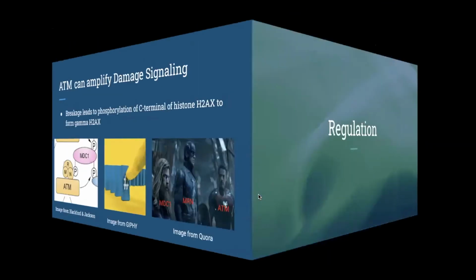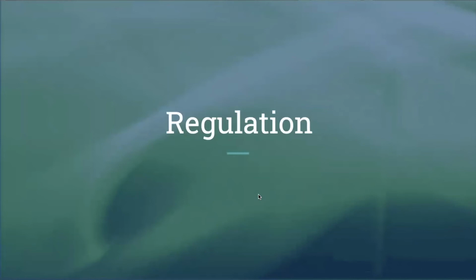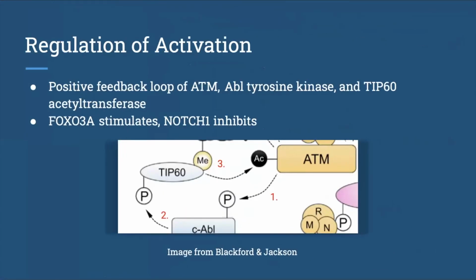As we have seen with the machines we have studied over the semester, we don't want continuous activity. We need to have a way of regulating the machine so that it operates only when it needs to. For ATM kinase, this method of regulation is a positive feedback loop. You see, when DNA suffers damage, it calls for the help of 3 enzymes, and through the following steps, the power of ATM is reinforced.